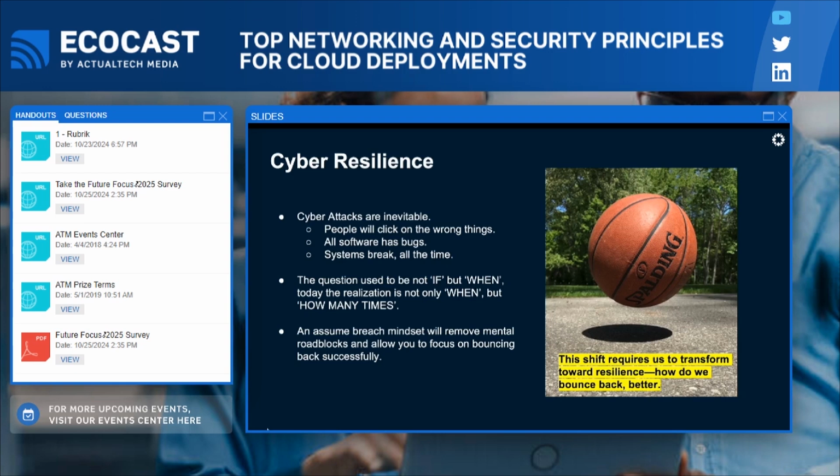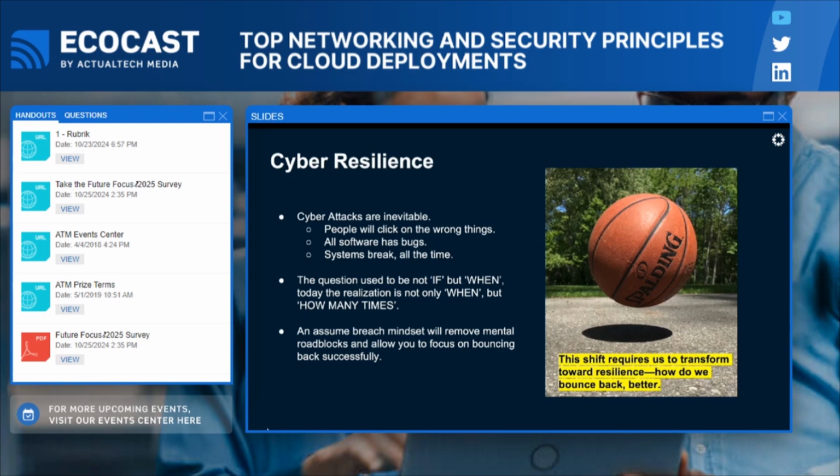And all software systems tend to break, and they tend to break all of the time, even though it's largely invisible for us as end users. A lot of these things tend to go awry and are also related to security gaps in those systems. So the question used to be not if, but when you were going to be breached or have a cyber incident in your organization. Today, the realization is really getting to not when are you going to get breached, but how many times will you potentially be a victim of this.